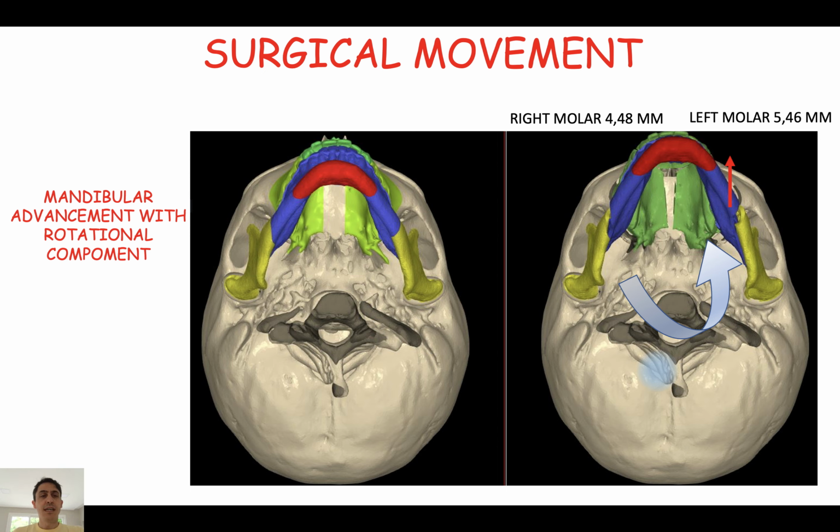And finally, the last surgical movement, in the axial view, you can observe some differential rotational movements of the molars, with the left molar going forward 5.46 millimeters and the right molar 4.48 millimeters. This contributes to correcting a little axial deviation in the mandible.